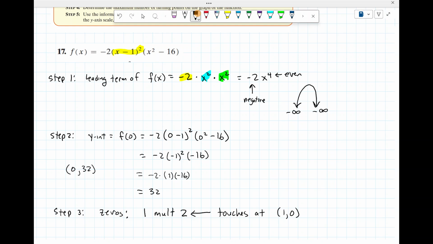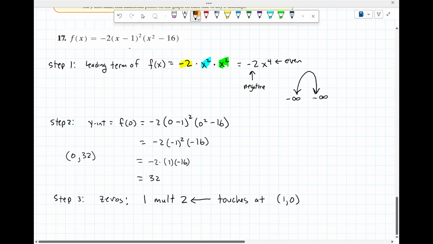Now, x squared minus 16, you can't just say that that means that the zero is positive 16 because we have an x squared here. So we'll have to do this more the long way, which is like this. I'm going to have to set x squared minus 16 equal to 0 and then solve for x.